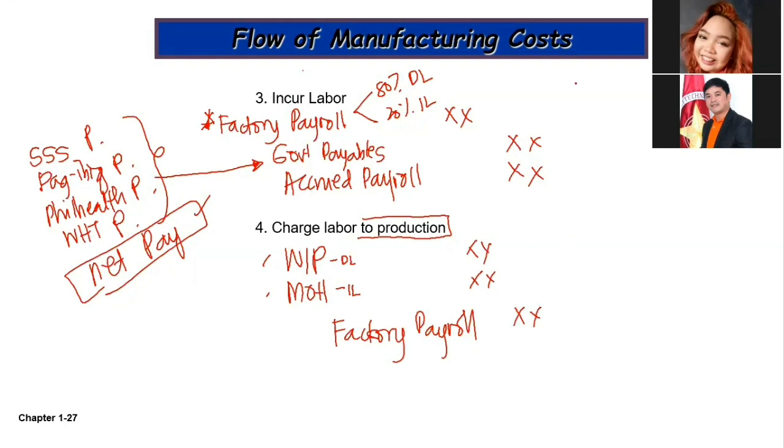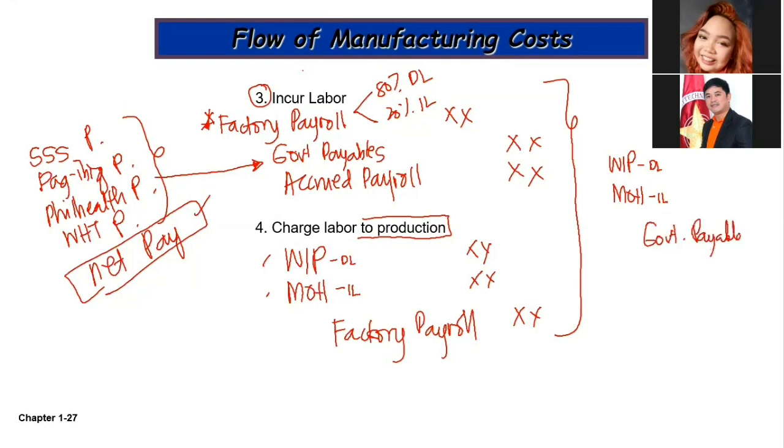Sometimes, ang ginagawa po dito na i-merge na. Ibig sabihin, hindi na dumadaan sa entry sa number 3, ginagawa ng ibang accountant, debit, work in process agad para sa direct labor portion, debit, manufacturing overhead agad para sa indirect labor. Ang credit dito would be the government payables, diretso na po, and accrued payroll. Pwede po ba yan, sir?